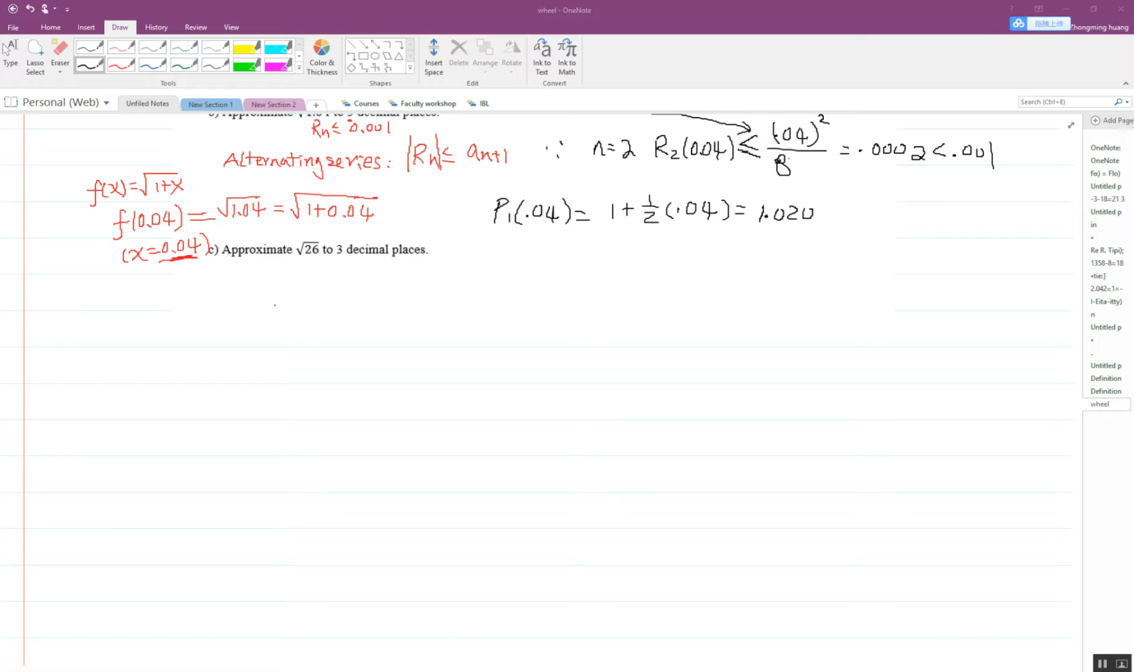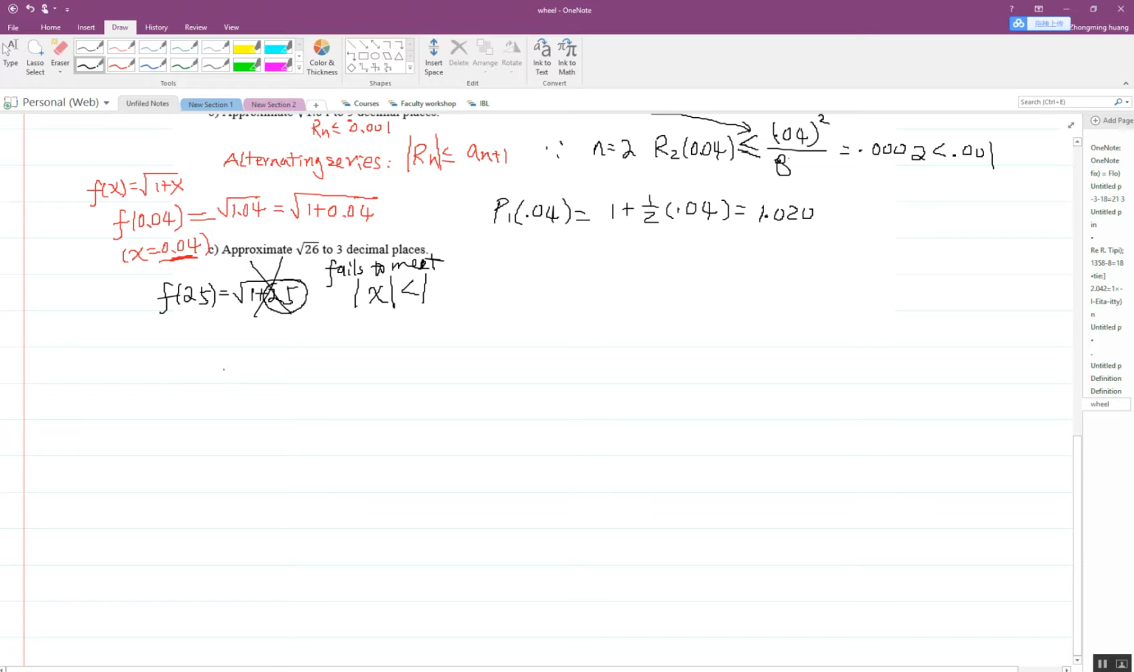In part C, I really want to make sure that you don't do this 1 plus 25. You don't want to do that. That will be wrong, because in this case, you might think f of 25 is equal to the square root of 1 plus 25, which is the square root of 26. However, we cannot use this binomial series when x is 25, because for the binomial series, the absolute value of x must be less than 1, right? So it fails to meet this condition. Therefore we cannot do that.